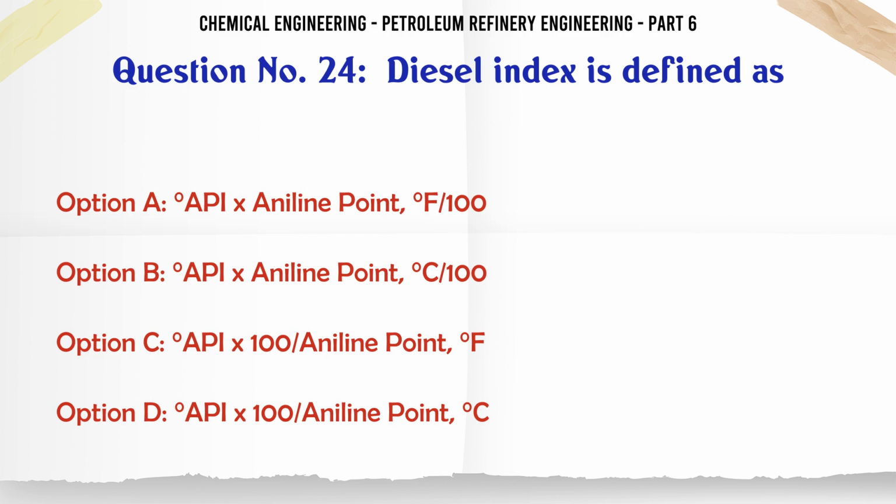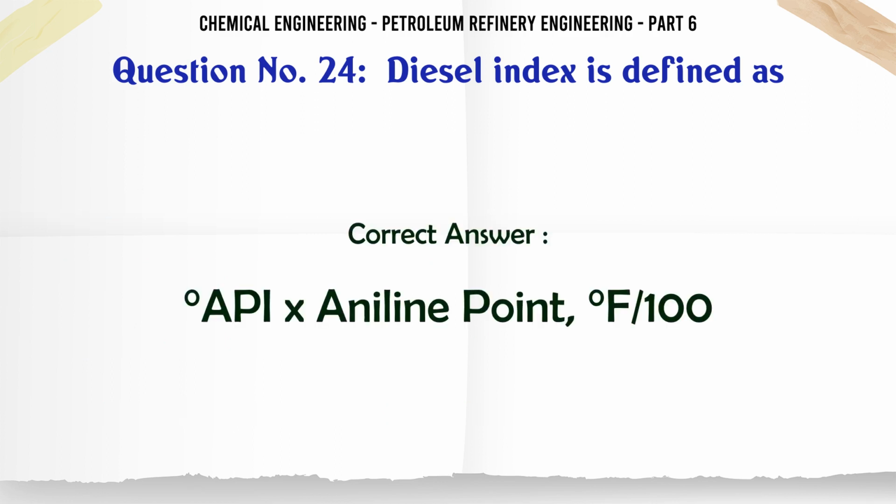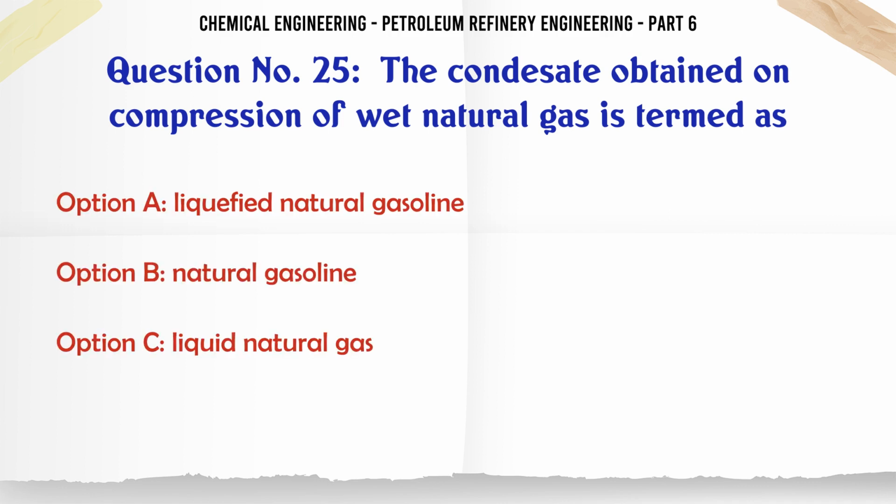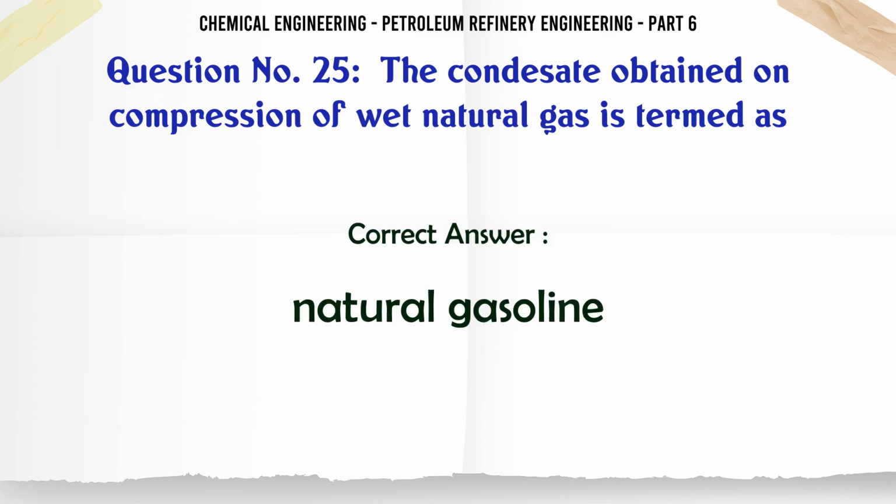API x 100 aniline point C. The correct answer is API x aniline point F100. The condensate obtained on compression of wet natural gas is termed as A. liquefied natural gasoline, B. natural gasoline, C. liquid natural gas, D. none of these. The correct answer is natural gasoline.